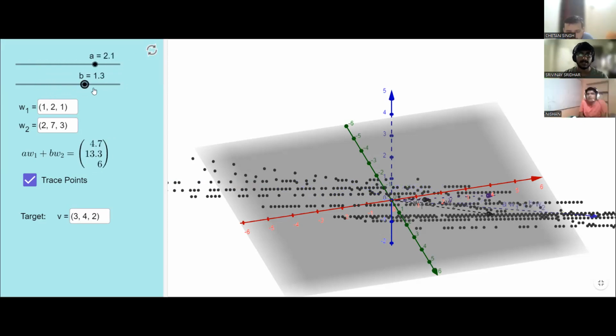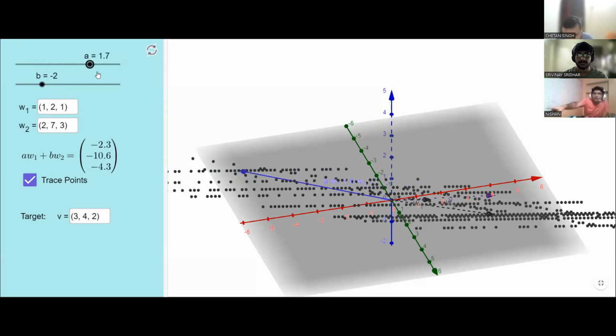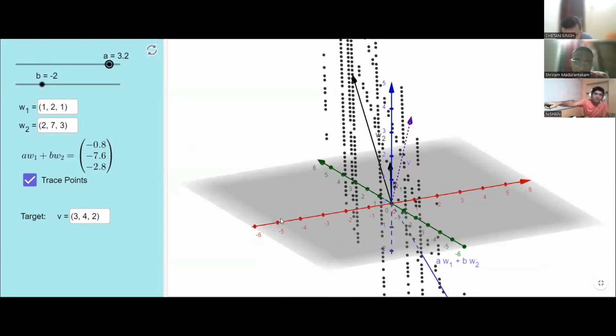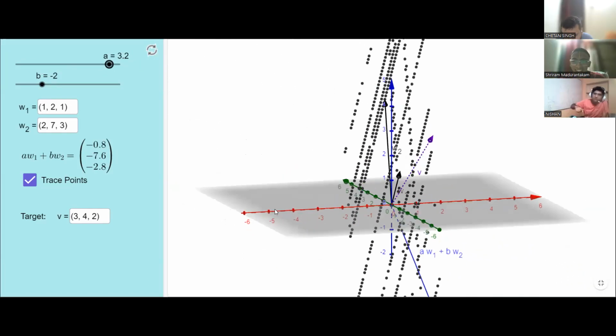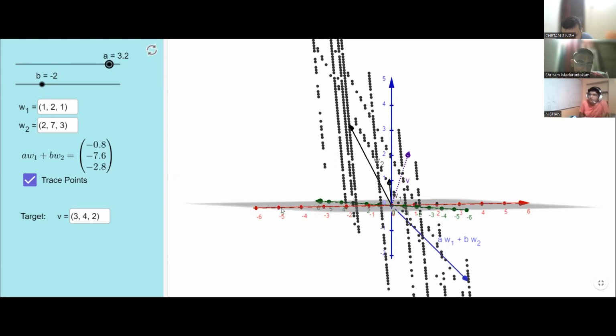We were just making note of points of the sum of two vectors, the resultant of the sum of two vectors. These are those points. Maybe you look at it from another angle.